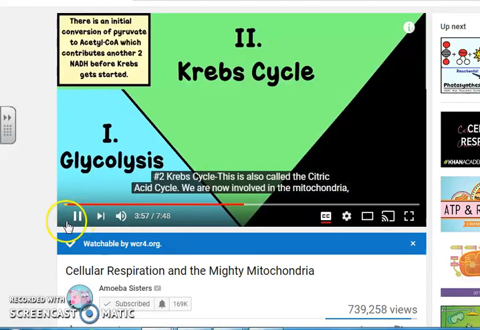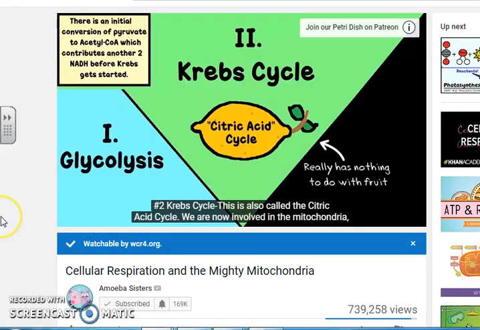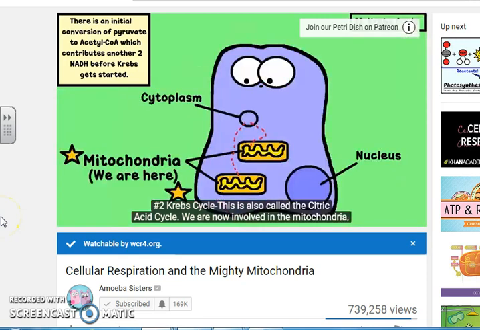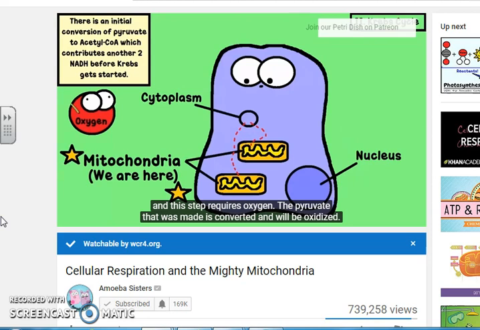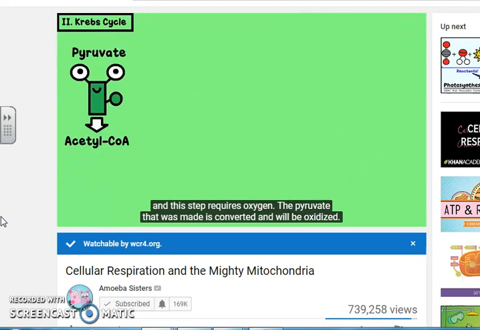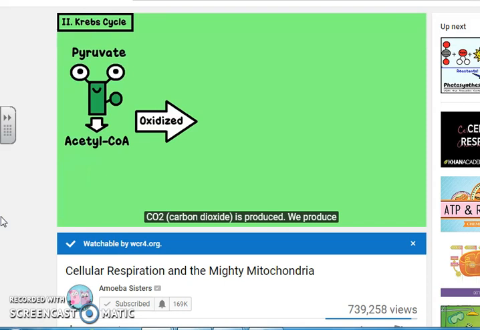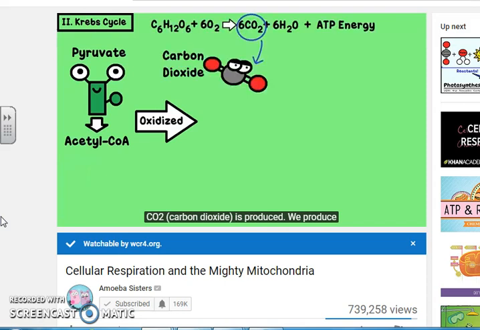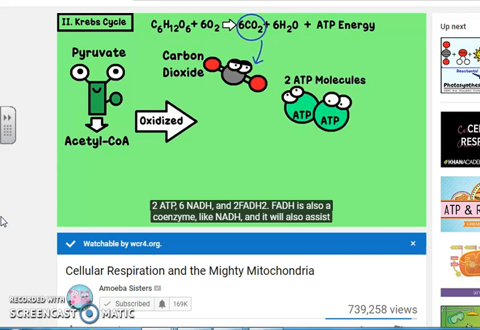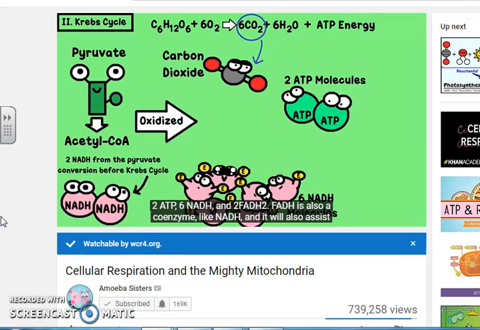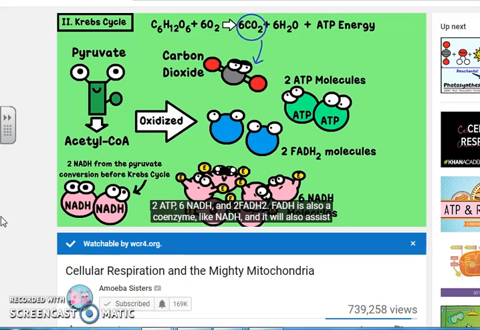Okay, number 2 is the Krebs cycle. This is also called the citric acid cycle. We are now involved in the mitochondria, and this step requires oxygen. The pyruvate that was made before is now converted and will be oxidized. Carbon dioxide, CO2, is produced, and we produce 2 ATP, 6 NADH, and 2 FADH.